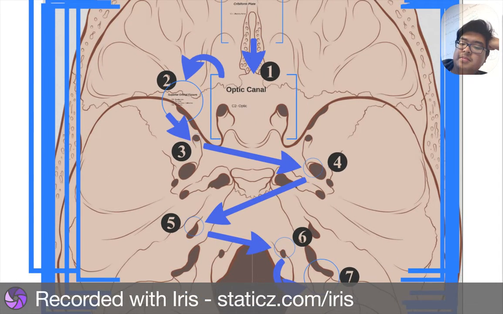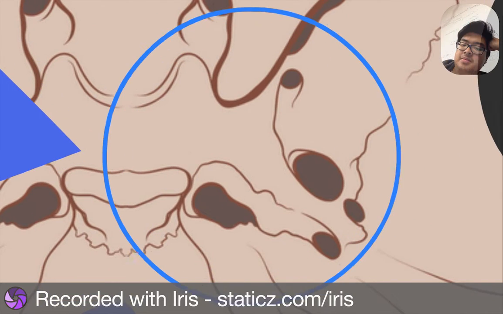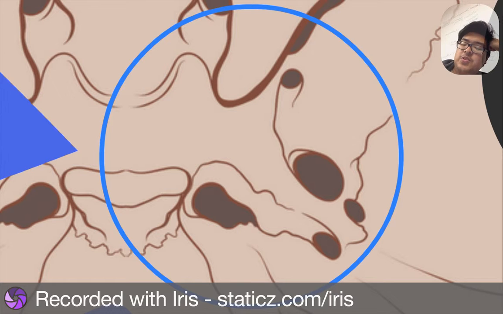Next, number 4. You guys ready? Pause. Think about what it is and what runs through it. All right, here we go. Andrew, what do you think? The fourth structure is the foramen ovale. What runs through it is the third branch of the trigeminal nerve, also known as the mandibular nerve, V3. And what does it innervate? The mandibular nerve is a cutaneous nerve that innervates the sensation of the lower jaw.